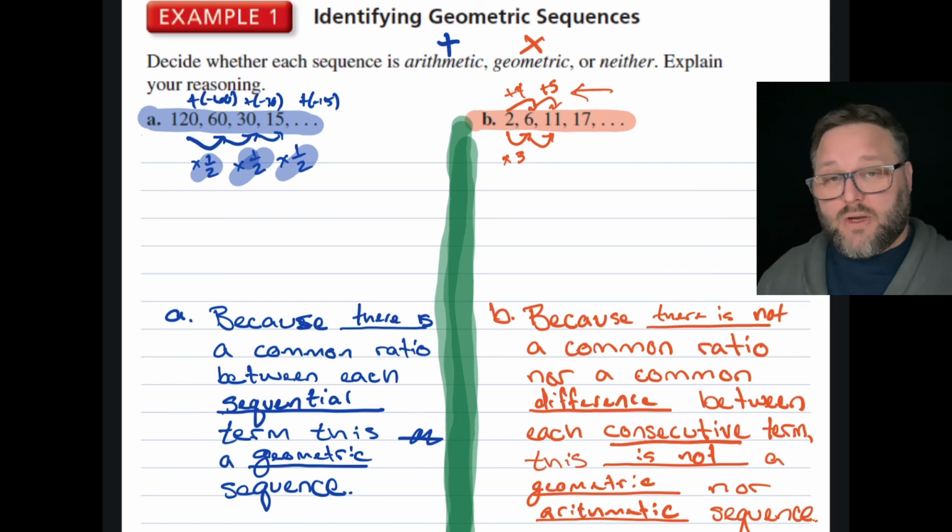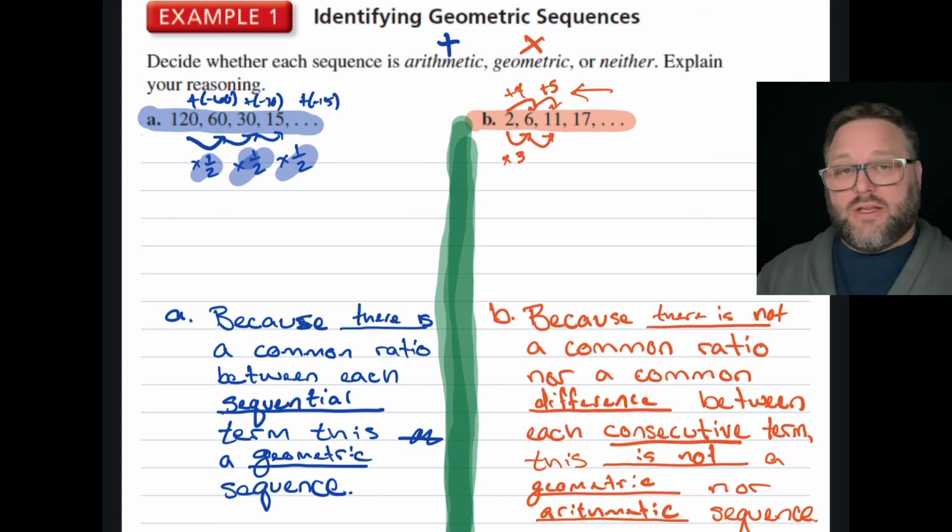It's geometric if we're multiplying by the same common factor. In short, if we multiply by the same number between each sequential term. And if we're adding the same number between each sequential term, then it is an arithmetic sequence.